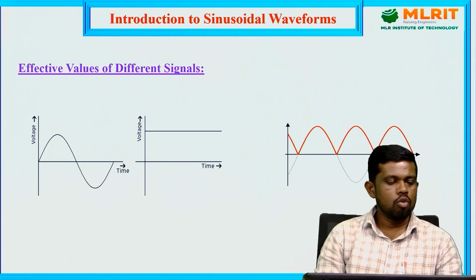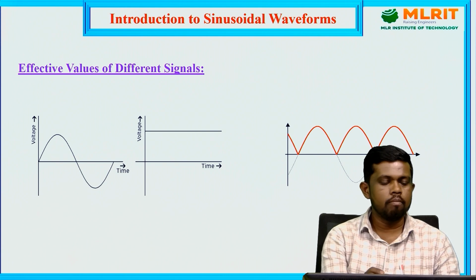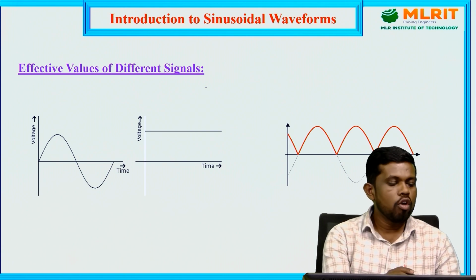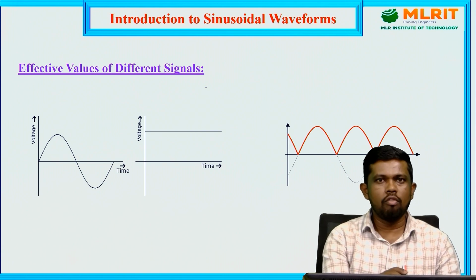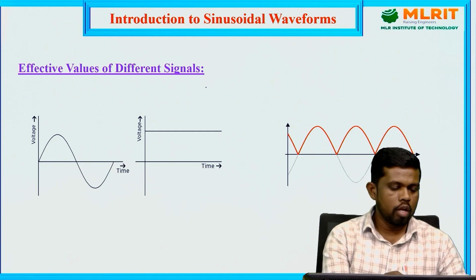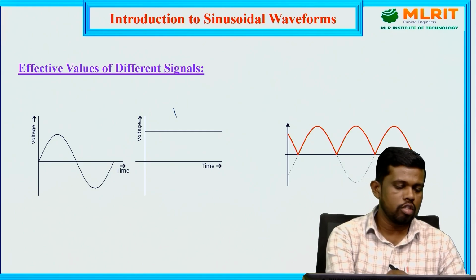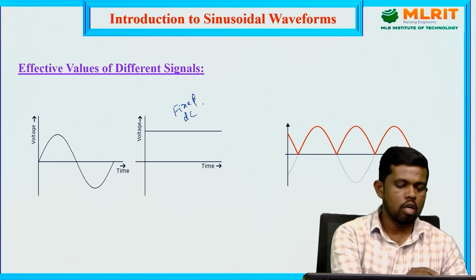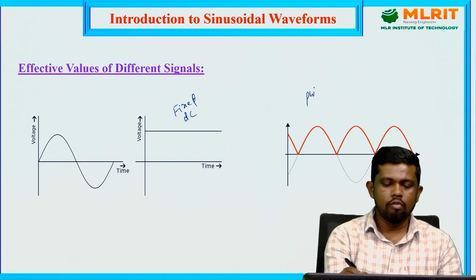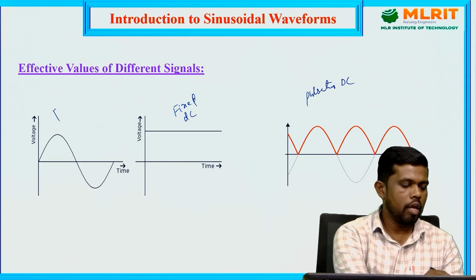Next we need to find out the effective values of the different signals. Let us take this one. I'm going to find the effective value of the different signals. This signal is called a fixed DC signal. This one we can consider pulsating DC, and this one is a pure AC signal or pure sinusoidal signal.